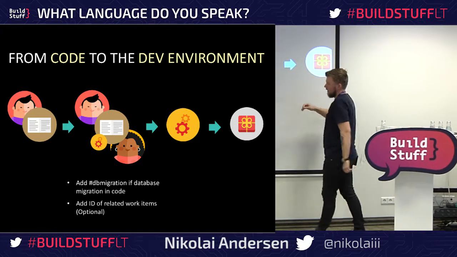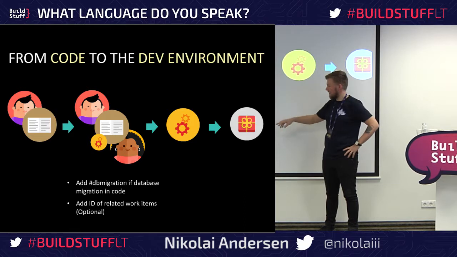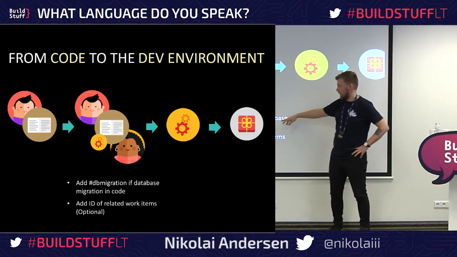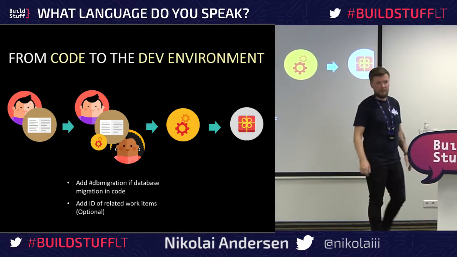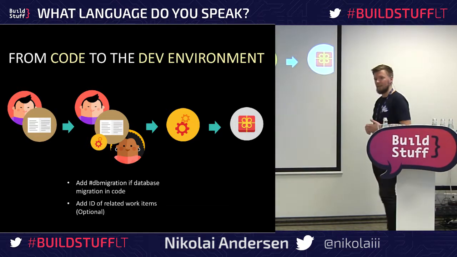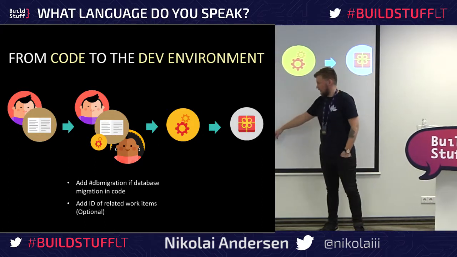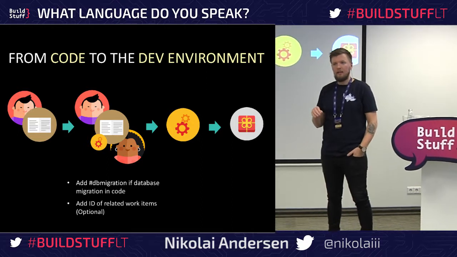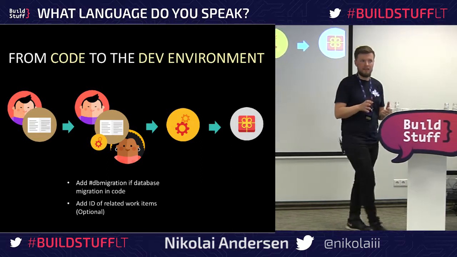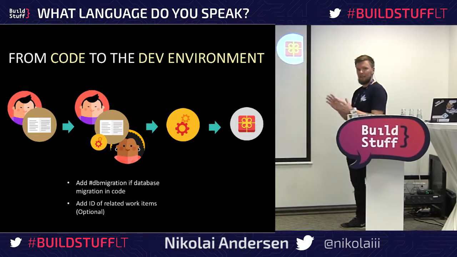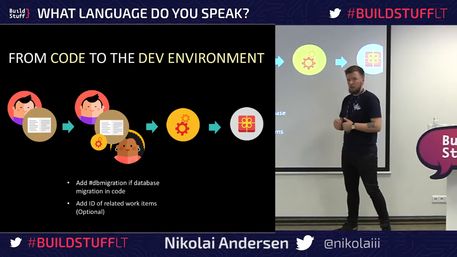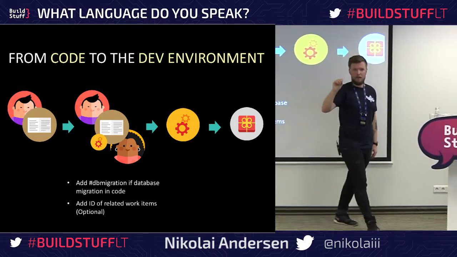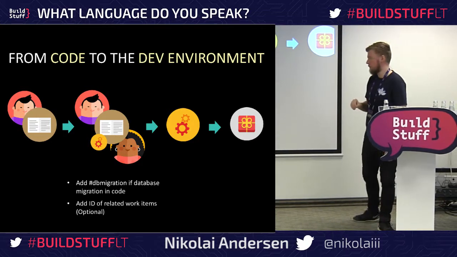We had some special things that we did in our team. Instead of having some kind of code analysis, we added a hashtag DB migration in the title of our pull request if we had made a database migration. And we also added an ID of related work items. So if we had a task we were tracking in Trello or Jira, you usually have a key or ID. We made sure to put that in the title of the pull request. So when we merged the pull request after it built and got approved, both of those two things had to happen for you to get your code into master.